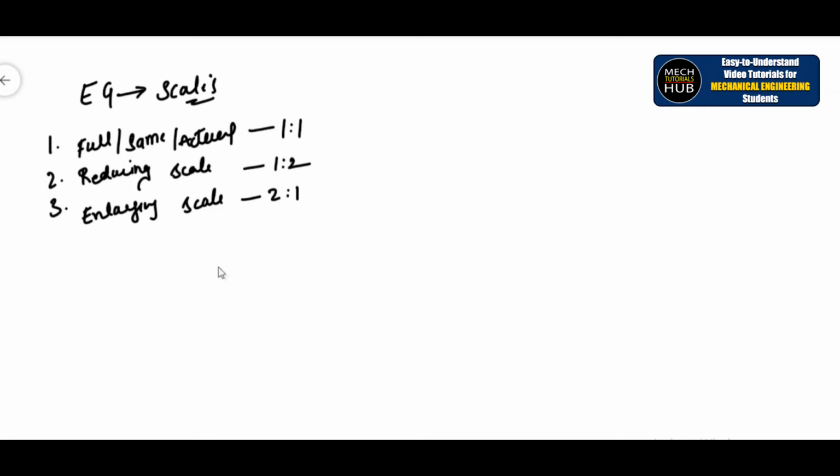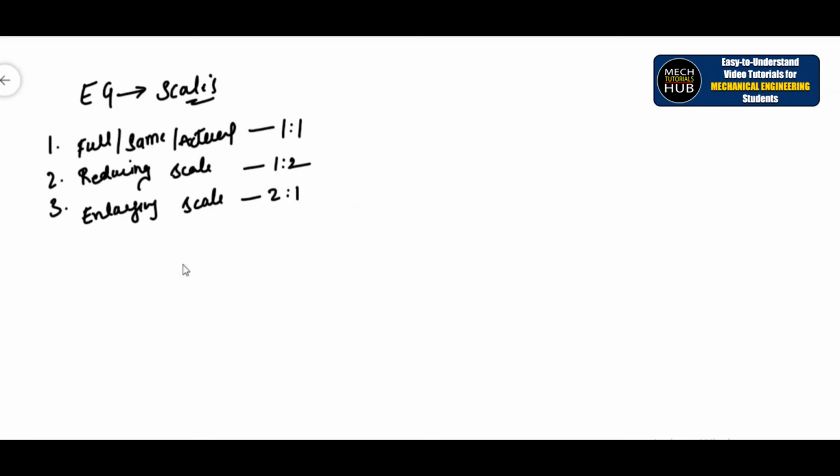Now firstly, let me talk about this particular 1:1 ratio. It is called same, actual or full size. 1:1 is nothing but, whatever the size and shape of the component or dimensions of the component are taken directly, whatever the dimensions given, that needs to be followed, okay. Whereas in the reducing scale, we'll try to scale down the dimensions. We'll try to reduce the dimensions, okay. Coming to enlarging scale, we'll try to increase the size of the component by changing the dimensions, okay.